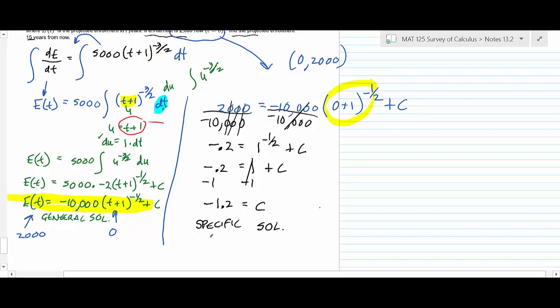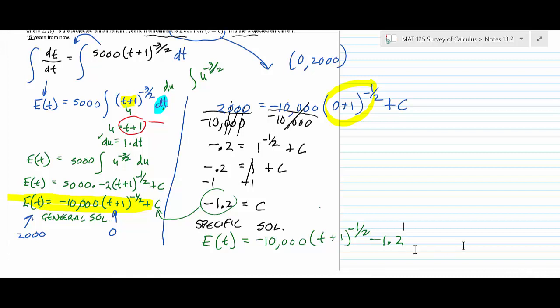But what we're going to do is we're going to write this as e of t equals negative 10,000, t plus 1 to the negative 1/2, and then c gets replaced with negative 1.2. So that right there is your specific solution to the problem. Okay, does that make sense? Okay, remember, when you see that initial condition, that just tells you that you need to know immediately, I got to find c. Okay, so there's one more thing.